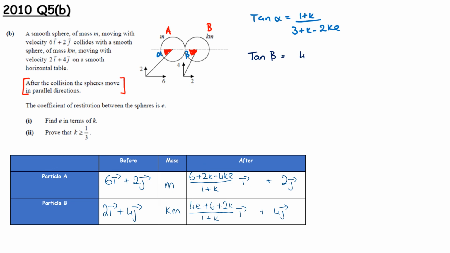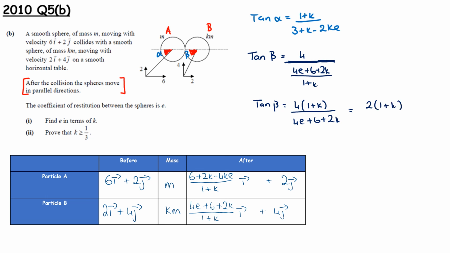Again, it's the J over the I part. The I is 4e plus 6 plus 2k all over 1 plus k, but this is the main divide line. So we get tan of beta is equal to, can't divide by a fraction, instead I multiply by its reciprocal. So we get 4 times 1 plus k, 4e plus 6 plus 2k. And I can divide the top and the bottom by 2, so 2 times 1 plus k all over 2e plus 3 plus k.